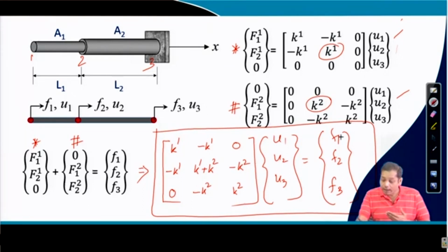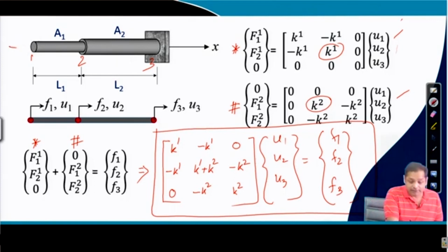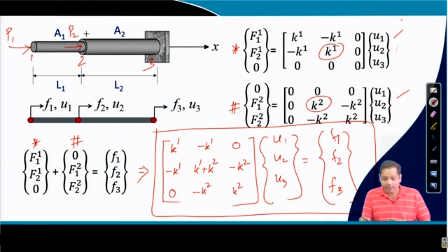Now, what information do we have on F1, F2, and F3? If we apply a force like this, suppose this is P1, and a force like P2, then we know that F1 will be equal to P1, F2 will be equal to P2, and F3 is the unknown, the reaction that we need to determine. So in this case U3, F1, F2 all are known. Some variables are known, some are not known. Based on this, we need to finally get the solution of this equation. We will do that in the next class.